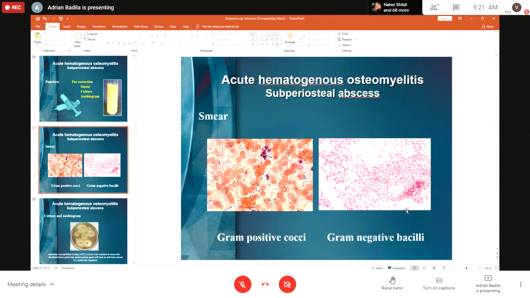This is an image from two different smears. On the left, we have gram-positive cocci, like in Staphylococcus aureus, and on the right, we have gram-negative bacilli, like Klebsiella.